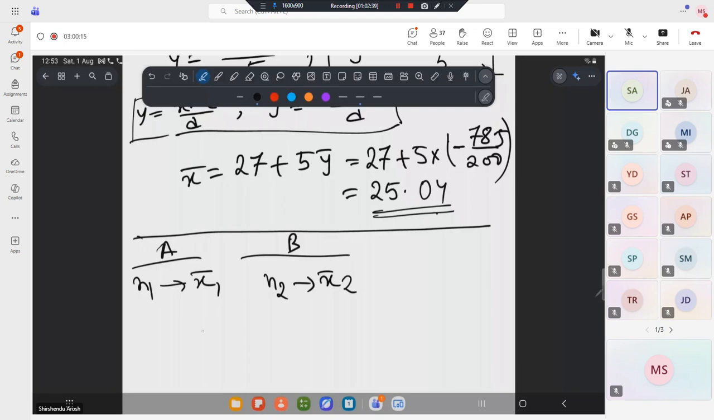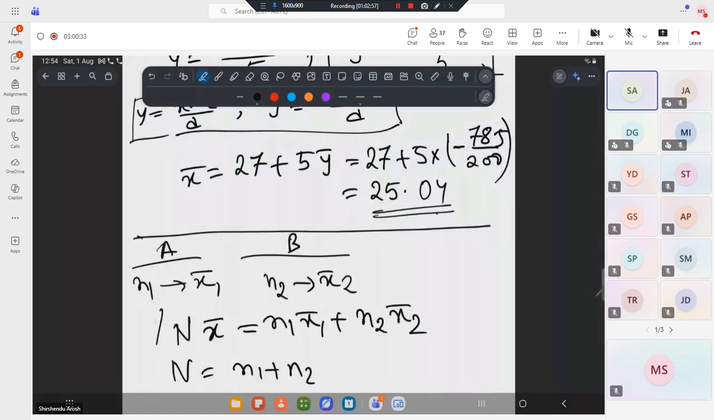So the composite mean is x bar, and n x bar, where n is of course nothing but n1 plus n2, is given by n1 x1 bar plus n2 x2 bar. So just remember these two.